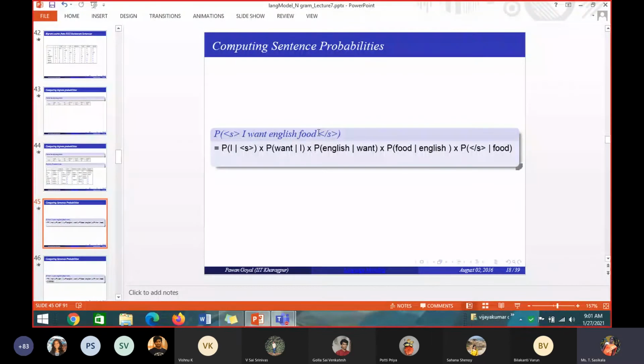How many possible bigrams do you have for this? If I want to calculate the probability for the entire sentence, previously we took only a bigram, but now they have given a sentence: start of the sentence, followed by I want English food, and the end of the sentence. So how many bigrams do I have here for the entire sentence? Five, ma'am. 1, 2, 3, 4, 5 bigrams.